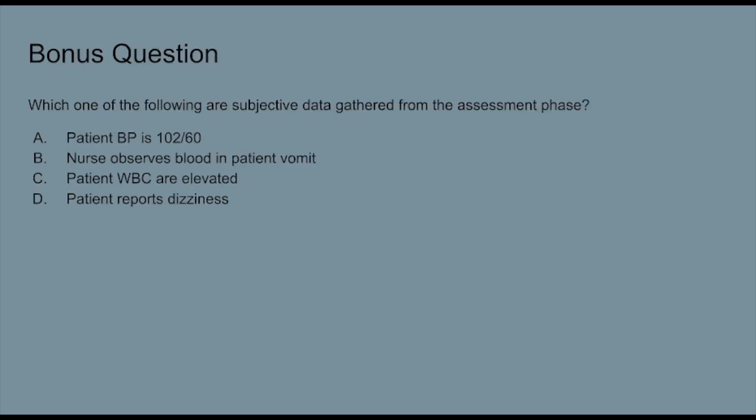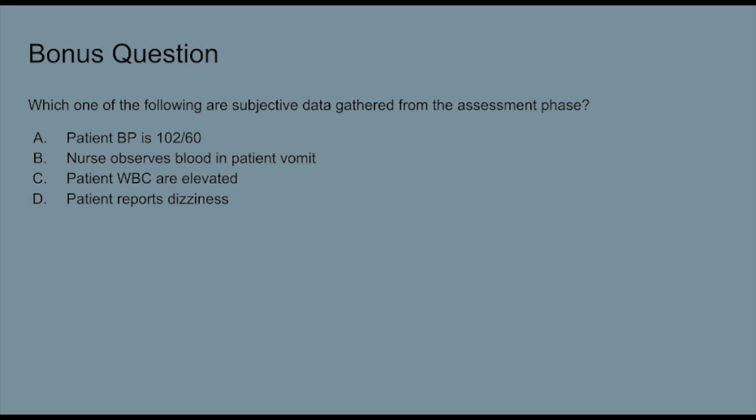And then we have this final bonus question. Which of the following are subjective data gathered from the assessment phase? So we have A, patient BP is 102/60. B, nurse observes blood and patient vomit. C, patient white blood count are elevated. D, patient reports dizziness. I'm going to give you guys a second here.